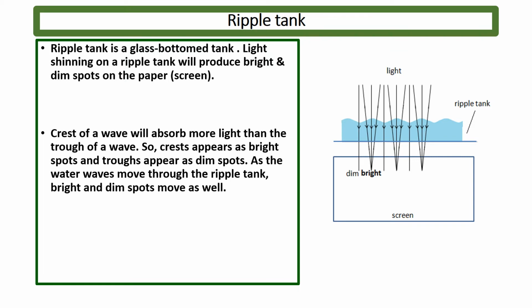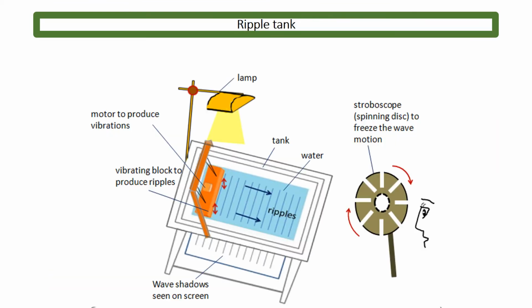So the crest of a wave, the top of a wave, the peak of a wave will absorb more light than the trough. Therefore, we get these bands of dark light. And it looks a little bit like this, okay? So we've got a lamp at the top, which gives us our light source. We've got this vibrating block, it has a little motor on it, and it produces ripples moving through the water. Underneath, we get shadows. Again, those dark shadows are my peaks of my waves, and the lighter bands of colour are my troughs.